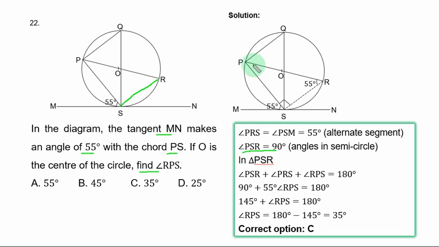This is the angle we are looking for. So in triangle PSR, if you add the three angles, the sum is equal to 180 degrees. You have it in this form. When you add, you get this result. If you make angle RPS the subject, you have 180 degrees minus 145 degrees, and that is 35 degrees. C is the correct option.